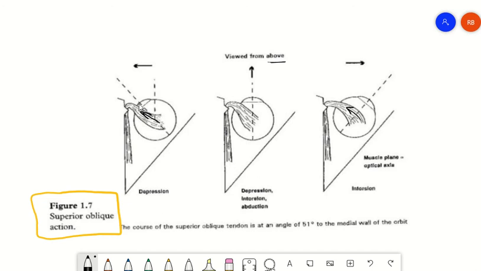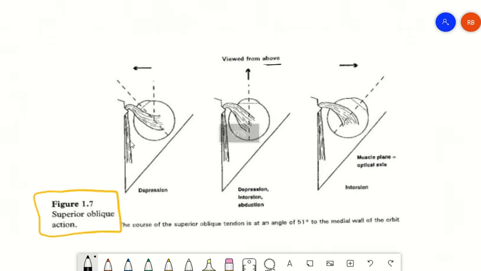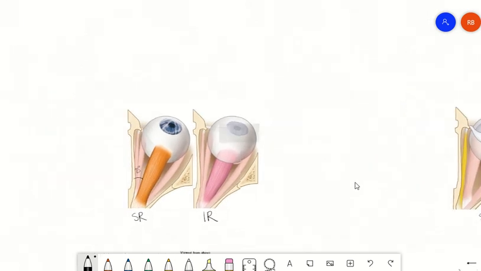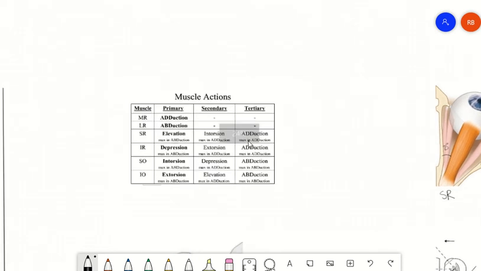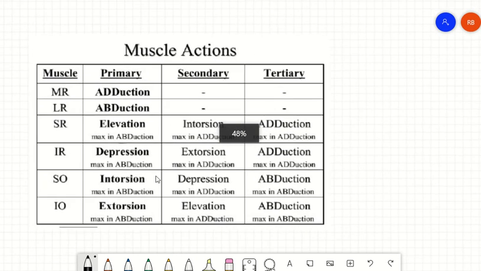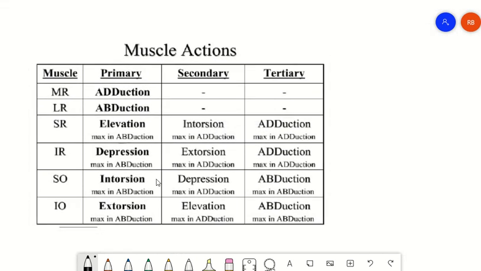So it depresses the eyeball. So the superior oblique, just to conclude that, intorts best when the eye is abducted, and it depresses best when the eye is adducted. And we can check that with our table here. So superior oblique intorts the eyeball primarily, but it does that best when the eye is abducted. And it also depresses the eyeball, but it does that best when the eye is adducted.